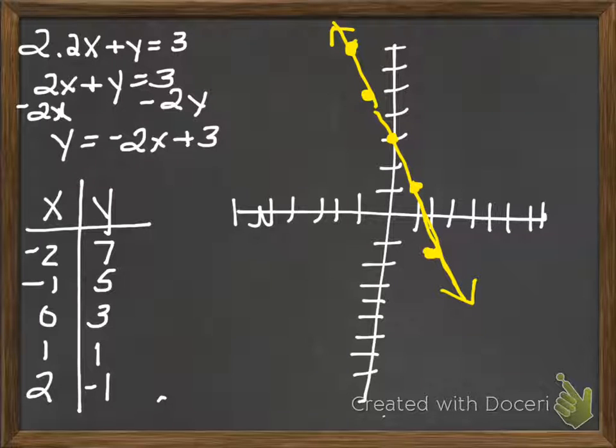You'll notice that with this one, we did not have y equals, so you needed to go ahead and manipulate the problem in order to get your y equals negative 2x plus 3, and then you have your input-output table and your graph. And that is the end of this video.